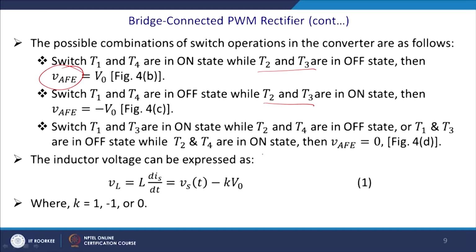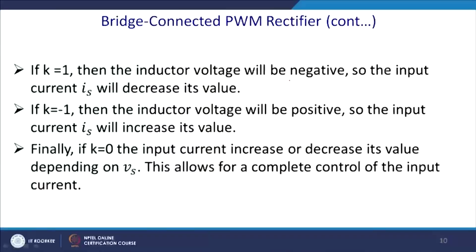The inductor voltage can be expressed as VL equals L dI/dt equals Vs minus K V0, where K equals either 1, minus 1 or 0. These are the equations. So, if K equals 1, then the inductor voltage will be negative, so the input current Is decreases. When it is minus 1, the inductor voltage will be positive, so the input current Is will increase. If K equals 0, then the input current increases or decreases depending on the sign of Vs, that is, whether it is a positive cycle or negative cycle, and this allows us to control the input current.